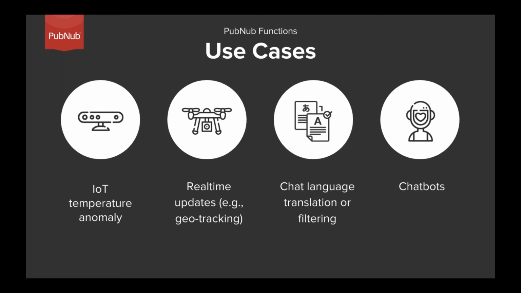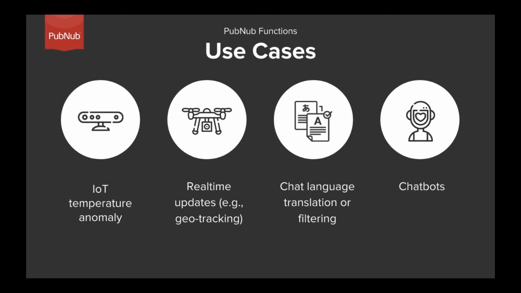Let's talk about a couple use cases for Functions to clarify their utility a little bit more. Collecting data from the field via IoT devices is a common use case for PubNub because we make it really easy to stream data across the globe. And detecting temperature anomalies in agriculture is a very real use case. PubNub Functions is a great infrastructure for doing that.